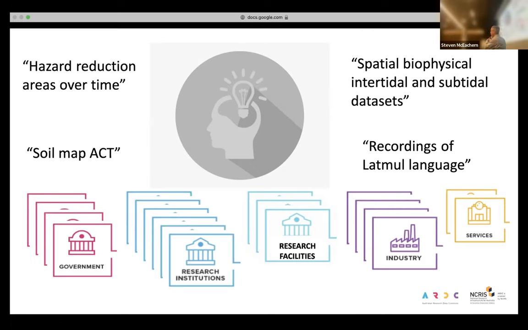But these are real, and we've also had Ming Feng from our team, which a lot of you should know. If you've never met Ming Feng, you should. She's been doing analysis over the actual queries. When people come to it, we've got the logs that we're constantly analyzing. So people are looking for recordings of the Latmul language. They're looking for spatial, biophysical, intertidal and subtidal data sets. So that's what's making the scientists run, not unsurprisingly, it's the ideas.